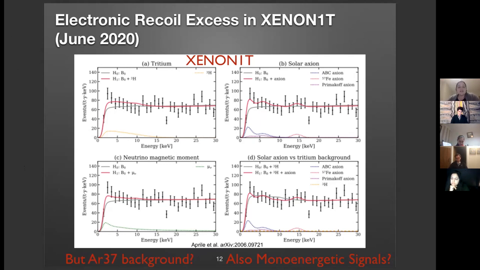Something they didn't initially discuss is the fact that besides tritium, there could be a radioactive argon-37 background. And there's other signal models that show up as monoenergetic signals. So these are other axion-like particles or dark photons. So theorists went crazy. Hundreds of papers came out this summer just about this data. But again, it's right at threshold and we can have a background.